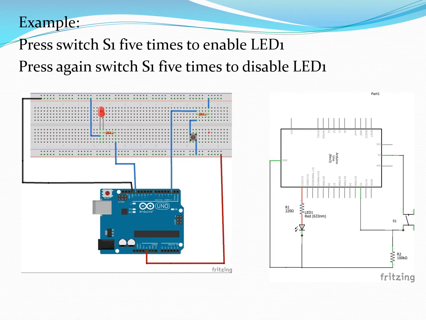For example, in this slide you have a circuit. We have one output LED and one input switch button. Press switch S1 5 times to enable the LED, and press switch S1 again 5 times to disable the LED, which means you press the switch button 5 times to light up the LED, and continue pressing the switch button 5 times to light off the LED.